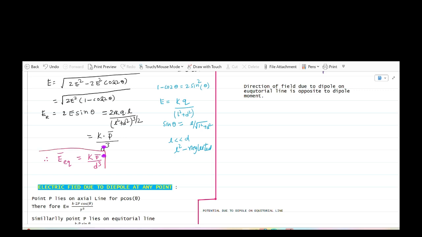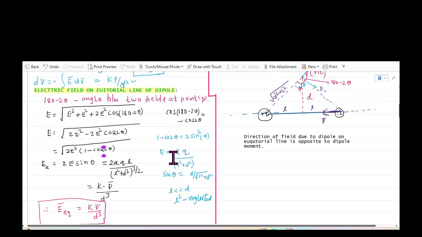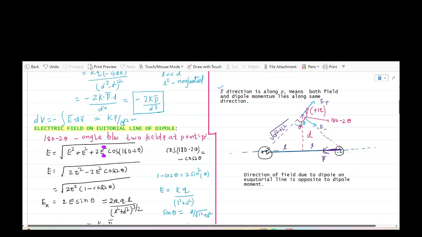So in magnet we will go with the magnetic momentum, same formulas, capital M will be written. Mu naught by 4 pi, in the place of K they will write mu naught by 4 pi, symbol different. M by D cube, on the equatorial position, the tan B position, tan A position. And if you see very clearly, this E equivalent here will act along like this, right? This is the resultant field.